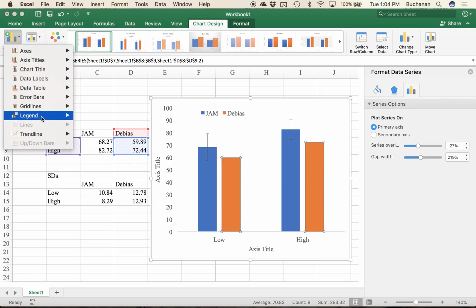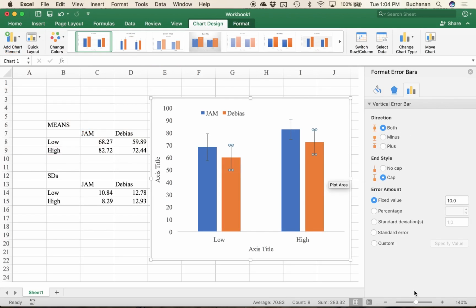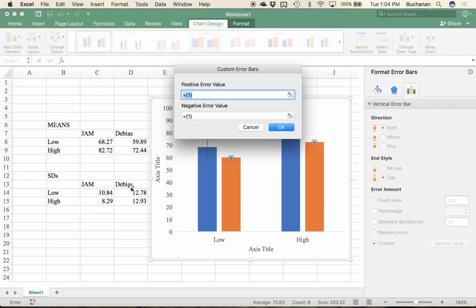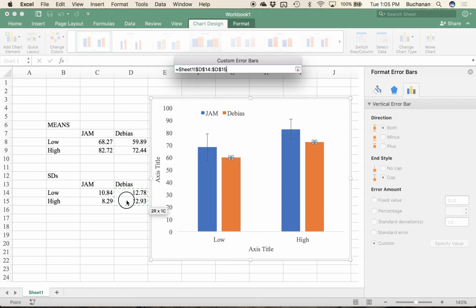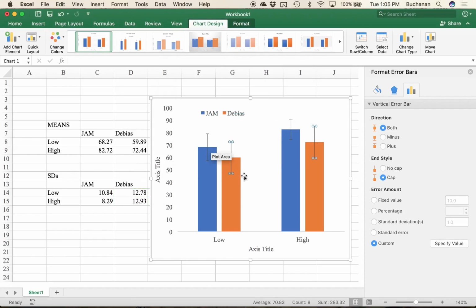Add chart element, error bars, more options, custom, specify value, highlight, and highlight. Remember, check that they're the same, hit OK. Okay. So this is looking pretty good.